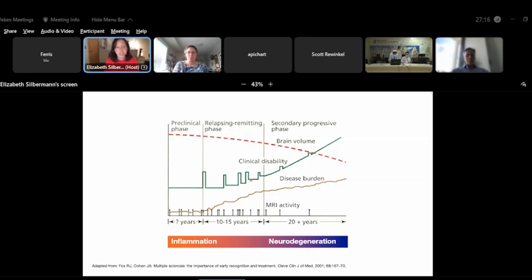And then for the majority of patients, after about 10 to 15 years, they convert to a different disease phenotype of secondary progressive MS. And here you can see that the number of clinical relapses decreases, although does not go away completely. The number of MRI lesions decreases, but you continue to have this accumulation of disease burden, and you see this acceleration of brain atrophy. So we think that progression to SPMS is really driven by neurodegeneration. And interestingly, progression to secondary progressive MS occurs independent of the number of clinical relapses that you've had in the past, suggesting that there's a unique underlying mechanism between inflammation and neurodegeneration in MS.